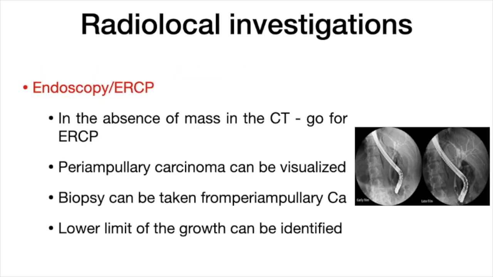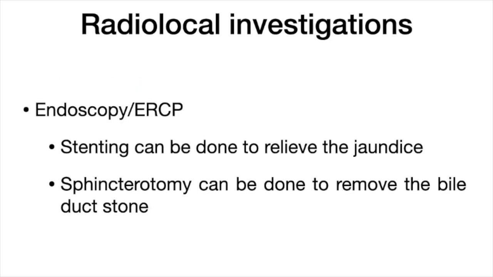Another investigation is ERCP. It is usually indicated when there is no mass on the CT and the patient has obstructive jaundice, so it is better to go for an ERCP. It will detect periampullary carcinoma. With the help of ERCP, a biopsy can be taken, and to some extent the lower limit of the tumor can be identified. ERCP also helps with stenting to relieve the jaundice, and we can do a sphincterotomy to remove the stone from the bile duct.